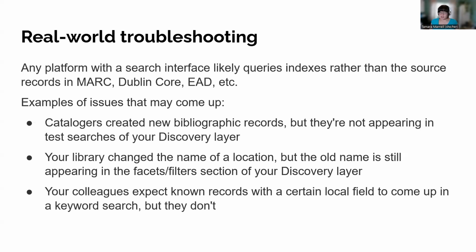And a final example is your colleagues expect known records with a certain local field to come up. They've decided they've got this collection, they're going to mark it all the same way using this unique local field, and they try to find it in the catalog and they can't. That could be because your catalog is probably running searches on an index of certain fields, and if you're using a unique local field, it's not included. So it's just not going to make it over to the interface. Even if you can see it there in your ILS, it doesn't exist on the catalog side, and there might be some work you need to do in order to add it to that index.